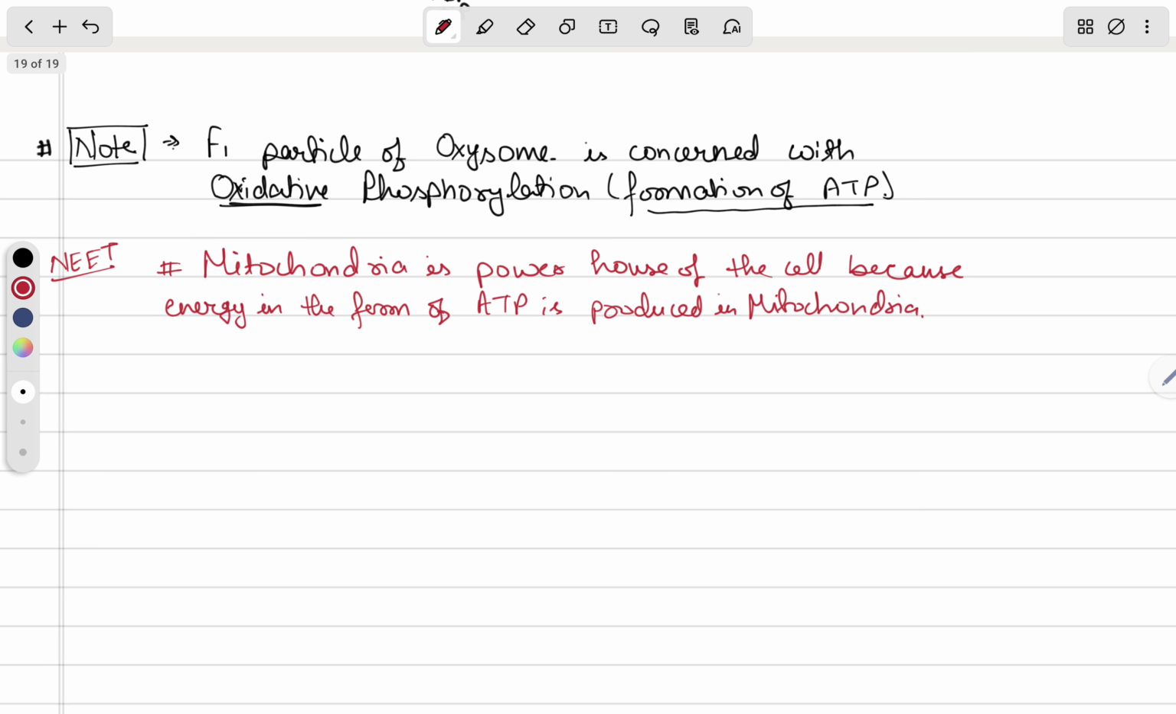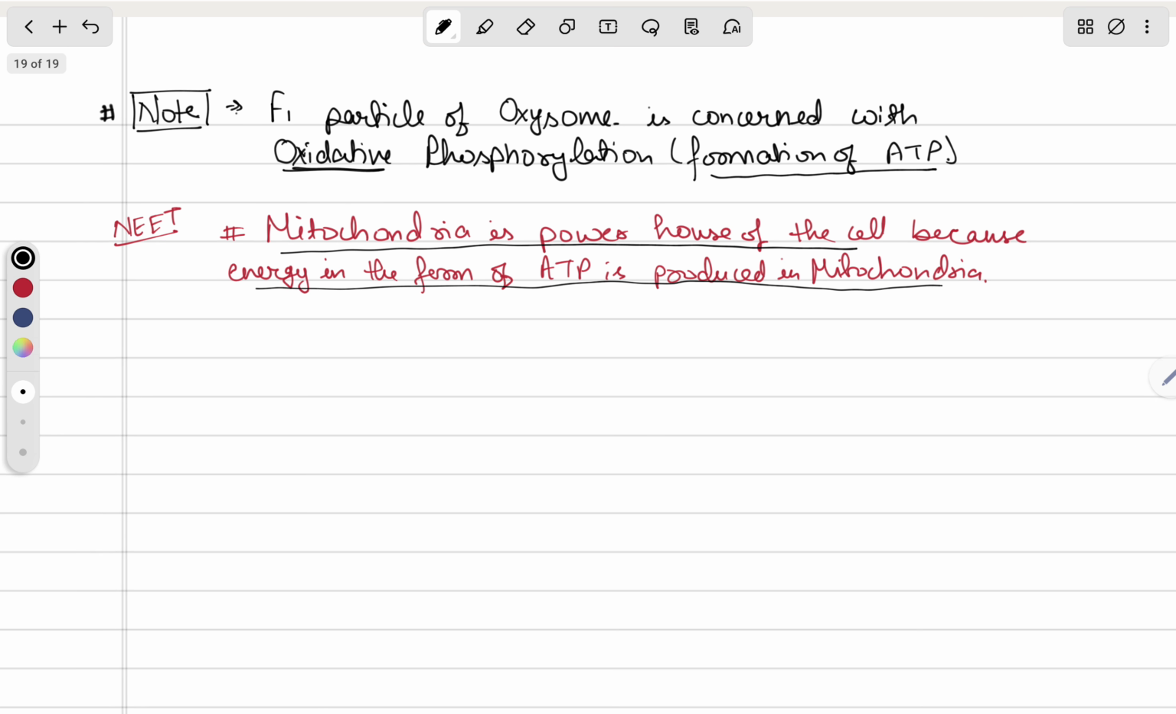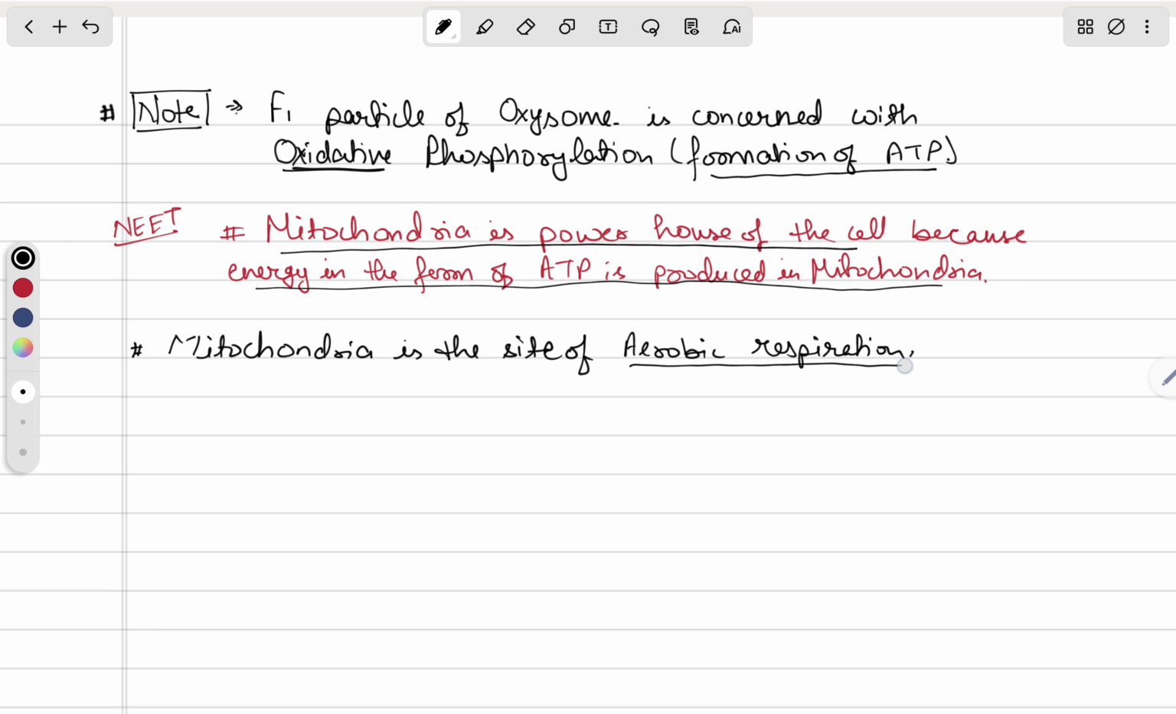Suppose the assertion is: mitochondria is the powerhouse of the cell. That is the assertion. The reason is: because energy is produced in mitochondria. That would be the reason. So we can say mitochondria is the site of aerobic respiration. We have two types of respiration, aerobic respiration and anaerobic respiration. The site of anaerobic respiration is the cytoplasm, while the site of aerobic respiration is mitochondria, right?